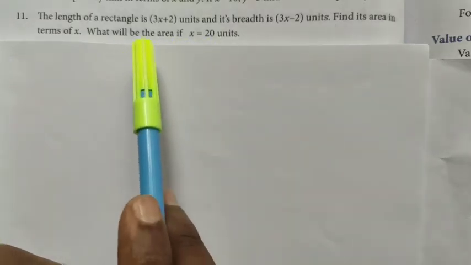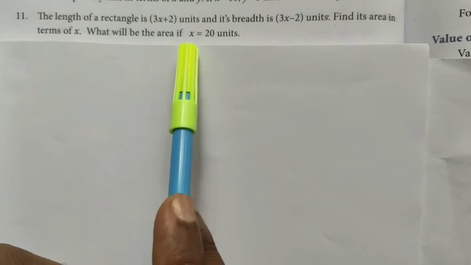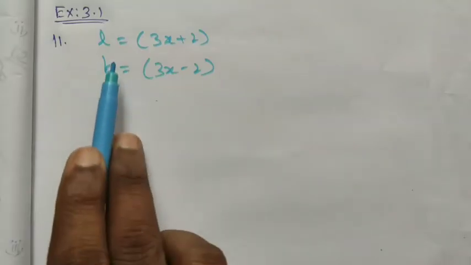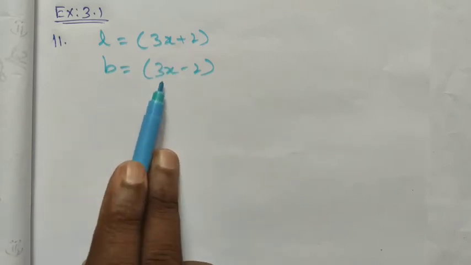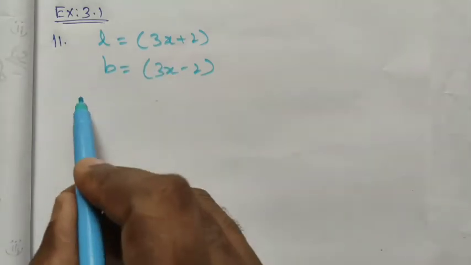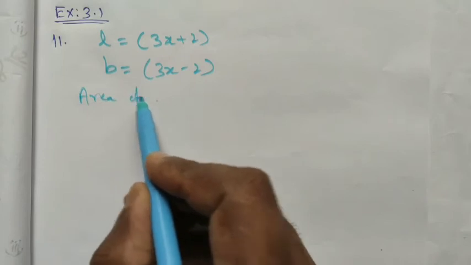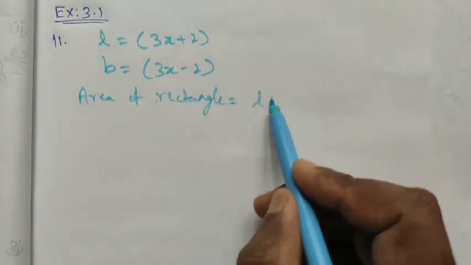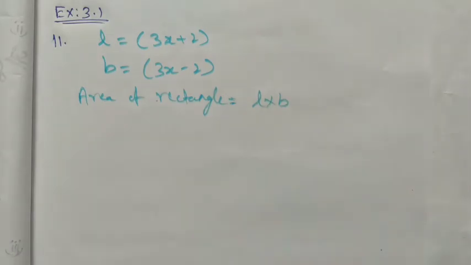First we want to find the area of the rectangle and then we have to apply the value of x in that area. Here the length is given as 3x plus 2 and the breadth is given as 3x minus 2. We know that the area of a rectangle formula is length into breadth, in square units, right?